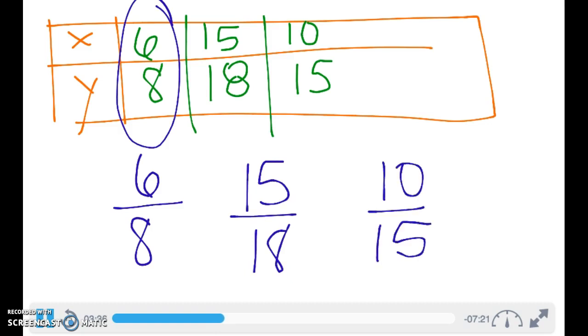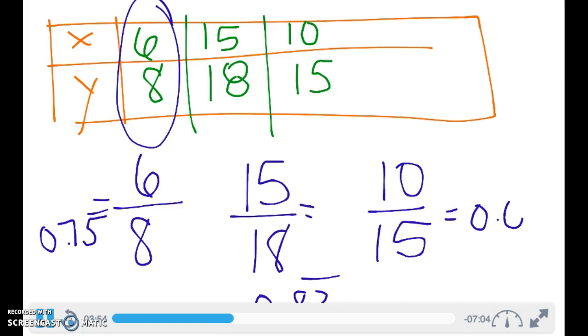What you can do is actually divide it out. So I can type in on my calculator 6 divided by 8, which is 0.75. I can do the same thing here, 15 divided by 18, which is 0.833 repeating, and 10 divided by 15, which is 0.6 repeating.